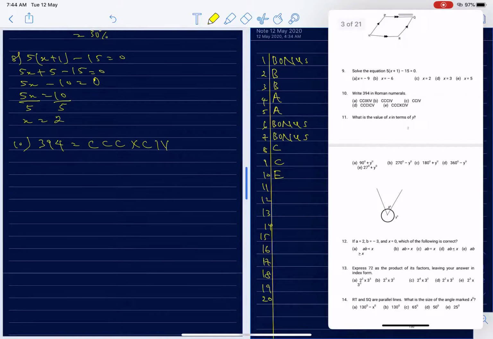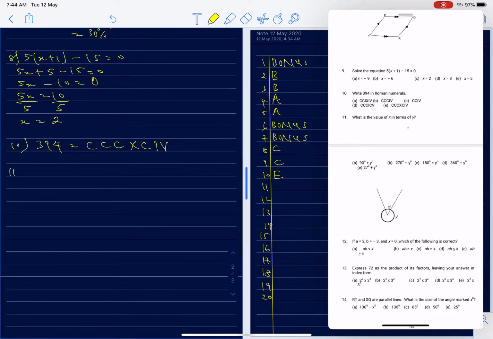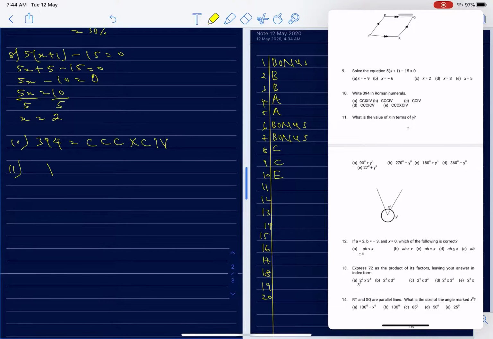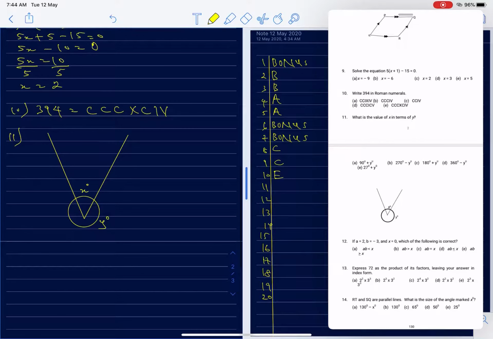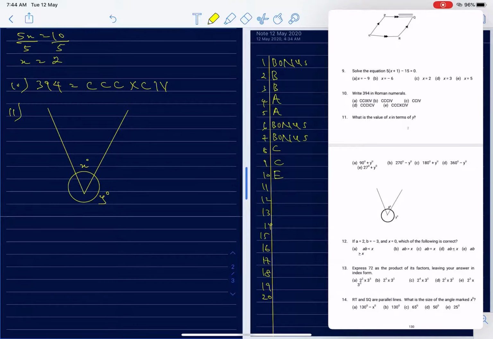That's a cheap one. What's the value of X in terms of Y? You have a diagram this way. And this is X degrees, while the rest of the angle is 360 degrees. The value of X in terms of Y is going to be 360 minus Y, because X plus Y is 360.